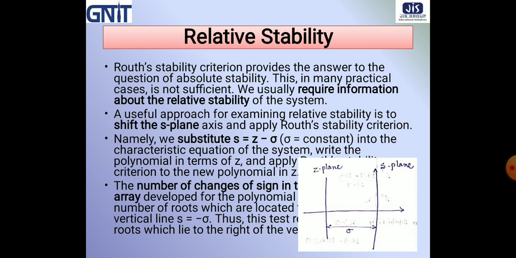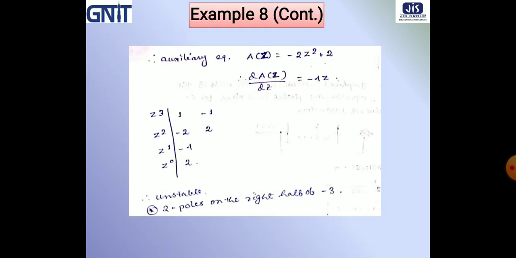And again there is relative stability. Suppose you want to find whether there are any poles present to the right of -3 or -1. Then you have to shift the j omega axis to that position, that is -3 or -1, and then apply the Routh-Hurwitz criteria and find the stability of the system. So all this we saw in these three lectures.